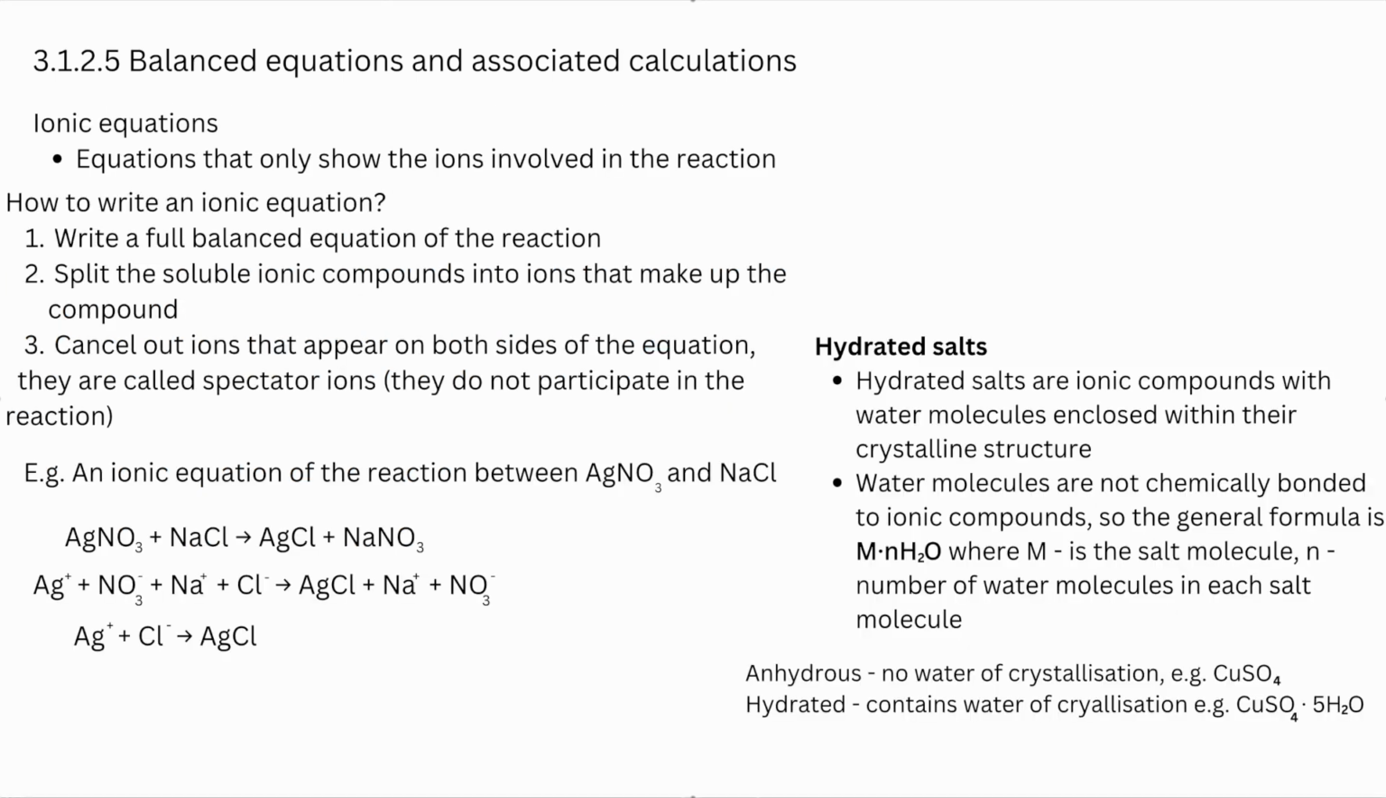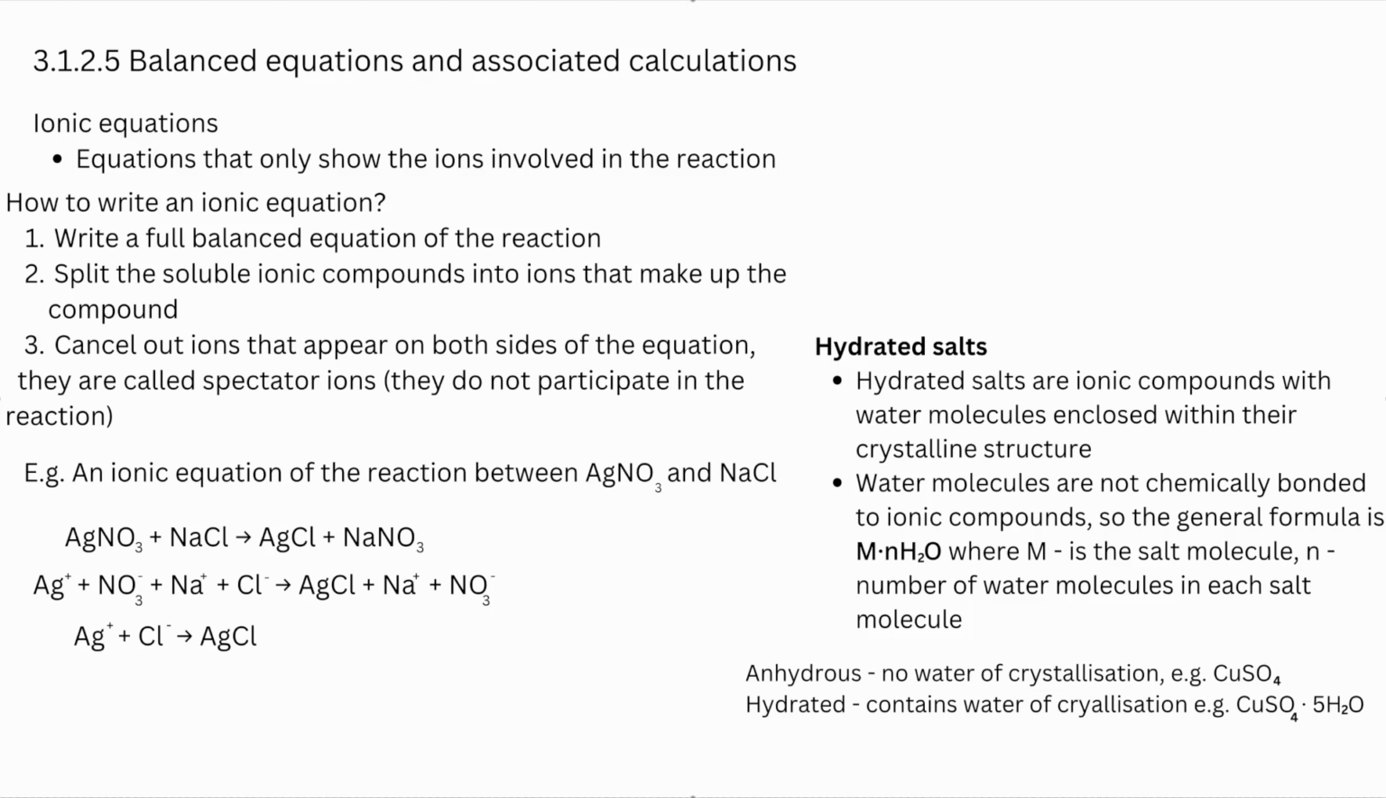For the exam, you have to be able to write ionic equations from reactions. An ionic equation is an equation that shows only the reacting ions that produce the product. To write an ionic equation, you have to follow these steps. First, write a full balanced equation of the reaction. Second, split the aqueous compounds into ions that compose those compounds. And third, cancel out ions that appear on both sides of the equation. Those are called spectator ions.